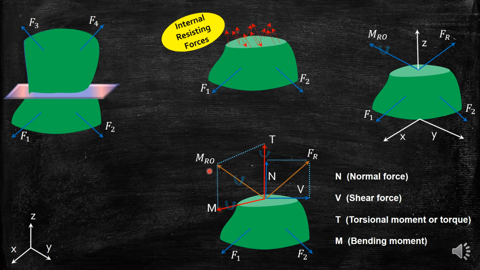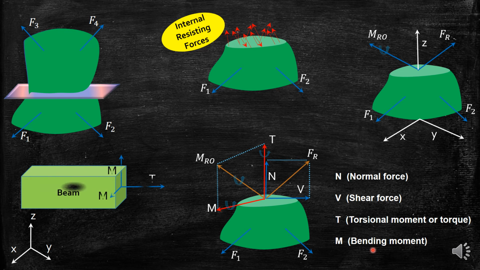These letters N, V, T, M represent the normal force, shear force, torsional moment or torque, and bending moment. The bending moment occurs about the axis which is parallel to the cross-sectional area. Suppose this is our coordinate axis system. The torque will occur about the axis which is perpendicular to the cross-sectional area, and the bending moment will occur about the axis which is parallel to this cross-sectional area.